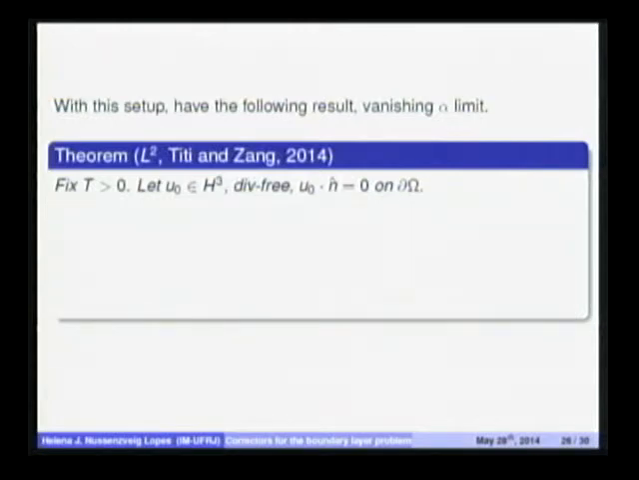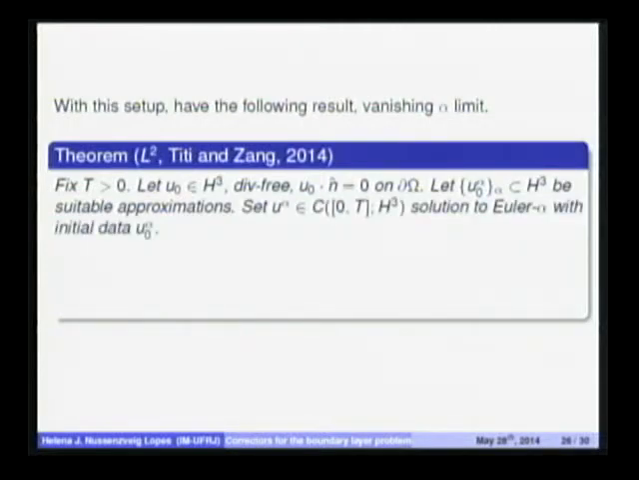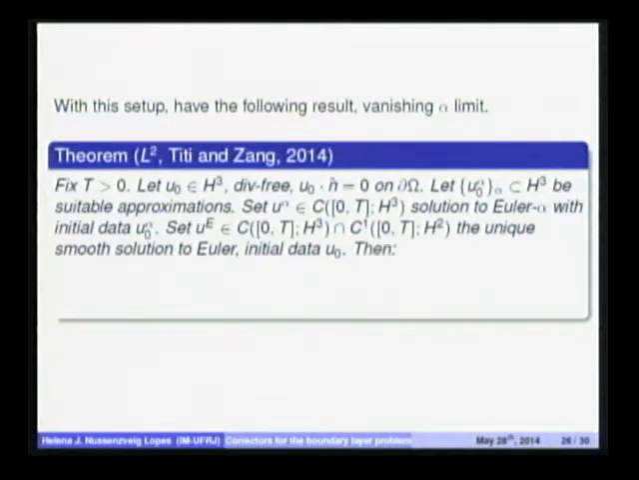For any fixed capital T, if you take an initial velocity for the Euler equations which is H3, divergence-free, and tangent to the boundary, and you look at a family of suitable approximations, the corresponding alpha Euler solutions u alpha, then you get convergence not only in L2 of u alpha to u Euler, but also the sup in time of this dissipation rate, alpha squared times the L2 norm squared of the gradient of u alpha. This is vanishing when alpha goes to 0.